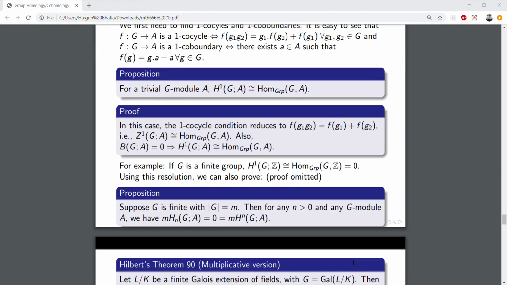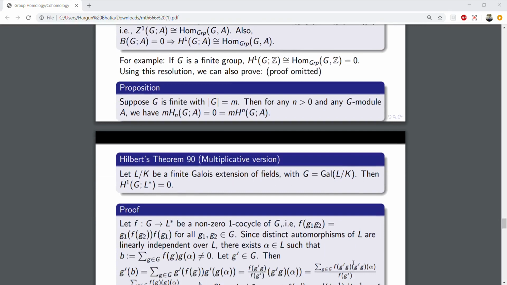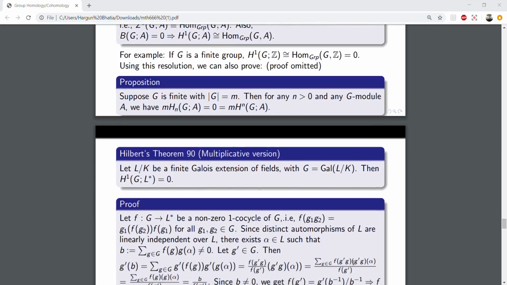Okay, so let's look at another application, which is to prove Hilbert's Theorem 90. Now in the multiplicative version, we are talking about the group action of the Galois group on L star, on the multiplicative group, not on L. So again, the statement is that the first cohomology group vanishes. Only the first one, I'm saying. So let's try to see why.